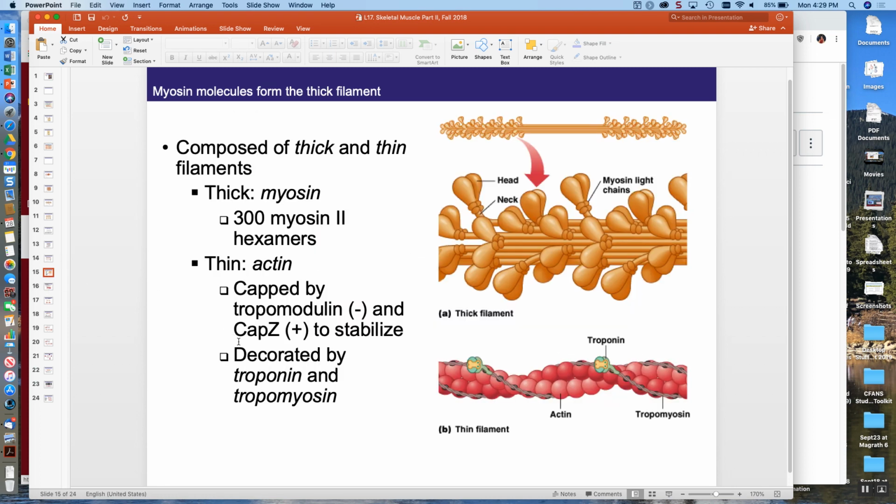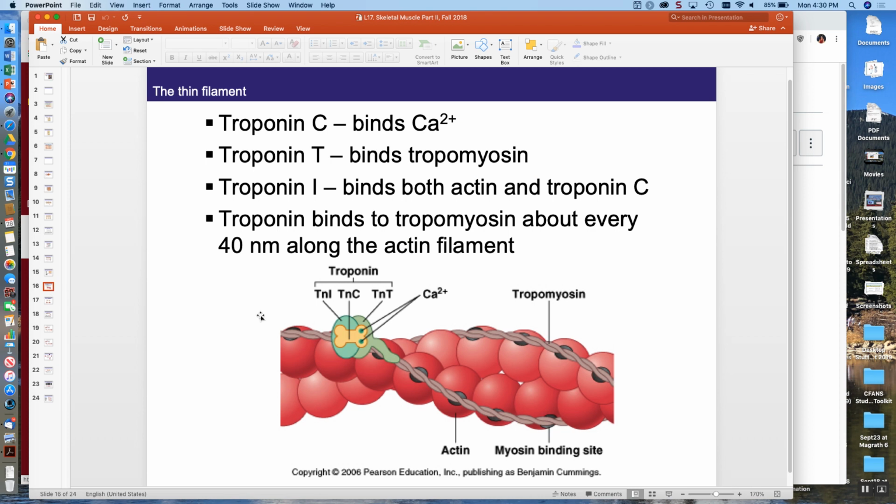I would say don't worry about tropomodulin or CapZ. That won't be on your exam. Let's look at the actin filaments now. The actin filaments are globular actin that actually comes together as F-actin, which is filamentous.